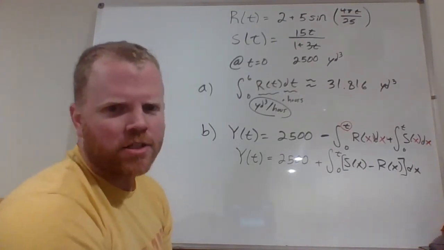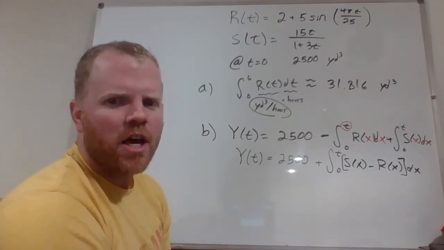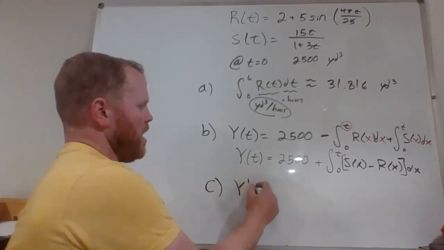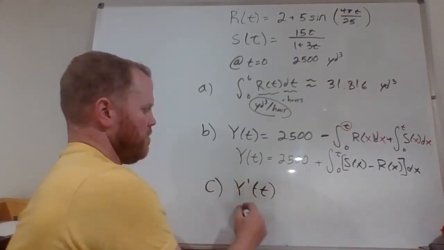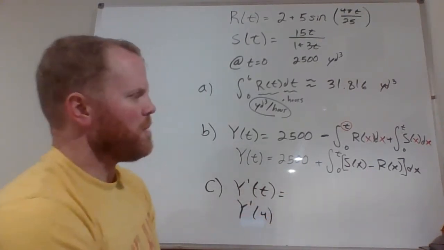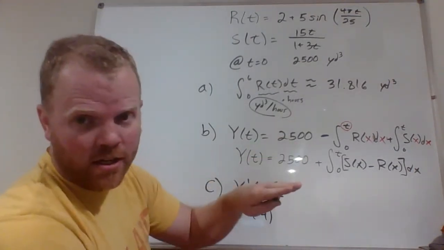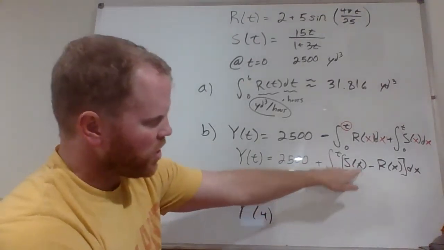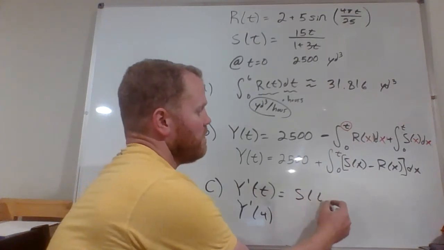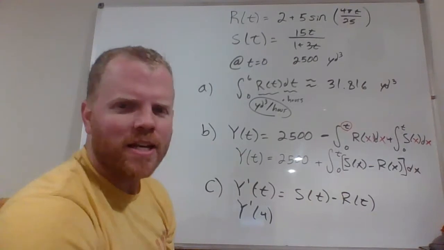Part C then asks you, find the rate at which the total amount of sand on the beach is changing at time t equals 4. So for C, you basically want y prime of t, and then we're just going to plug in 4. Based on the FTC, the derivative of 2,500 is nothing, and the derivative of an accumulator function like this is going to be s of t minus r of t, which should just kind of make sense intuitively.